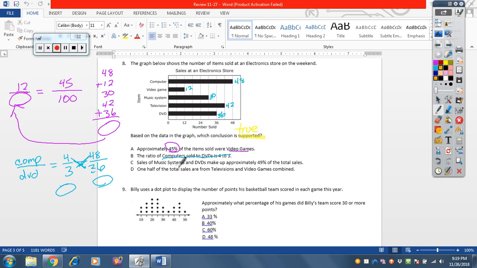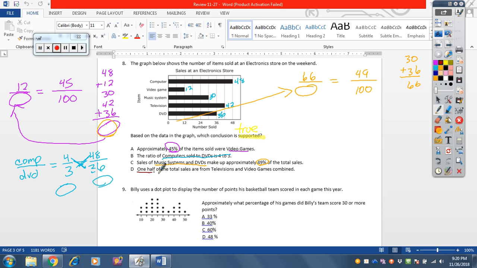C says the sale of music systems and DVDs make approximately 49% of the sales. So we have another percent proportion. 49%, so that's 49 out of 100. Music systems and DVDs. Well, I've got 30 music systems. And how many DVDs? And you already have the total from right here to go there. If you cross product and the answers are equal, C is true.